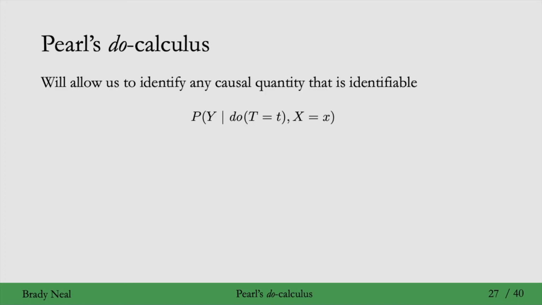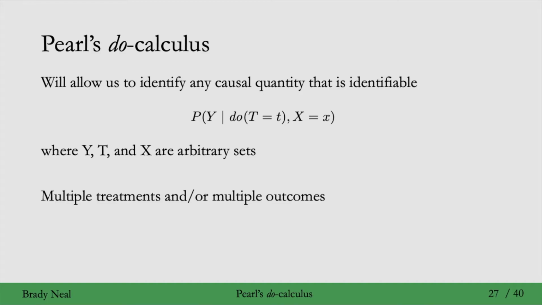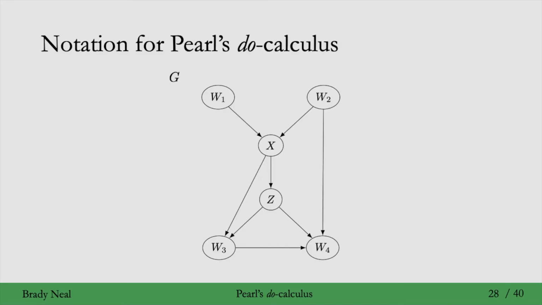Here is a general, non-counterfactual causal quantity that you could be interested in: p of y given do t, x, where here y, t, and x are arbitrary sets. They don't need to be scalars. So x could be many covariates, t could be multiple treatments, y could be multiple outcomes. Before we introduce the rules of do calculus, we have to show you a bit of notation. And we'll use this example graph G to illustrate this notation.